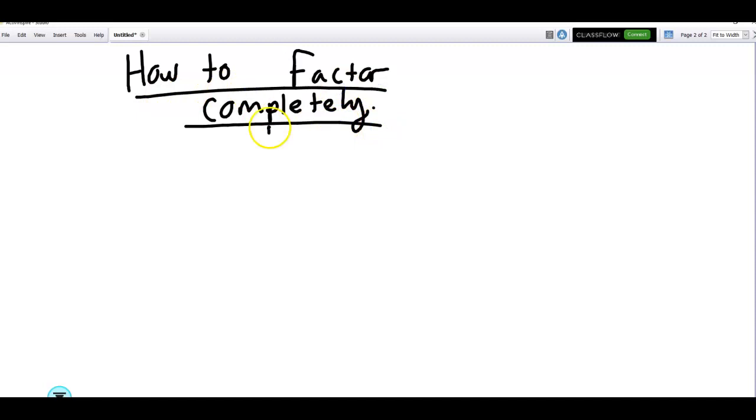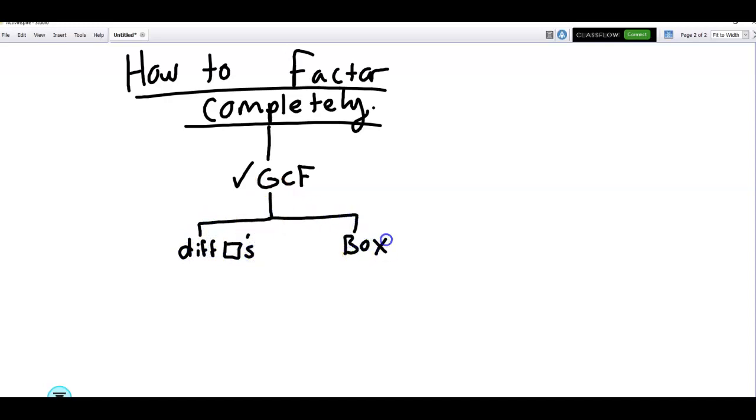Okay, so no matter what problem it is, you always start by checking for a GCF. If you have one, take it out. If you don't, move on to the next step. The next step is you're either going to do a difference of squares or you're going to do a box method.